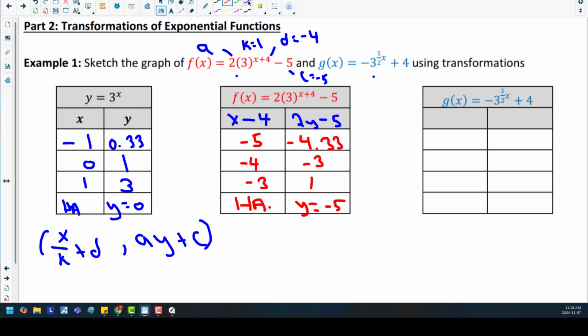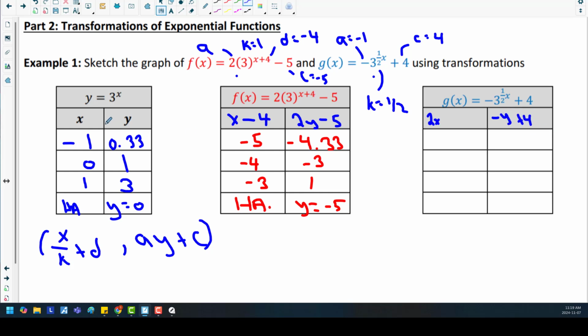And we're going to do the same thing now for this example here, g of x, except the transformation values are different. So in this case, my a value is -1. My k value is 1/2. There is no d value because there's no value that's being added or subtracted to x. And my c value is +4. So x over 1/2, or x divided by 1/2, is just going to be 2x plus d. And since we don't have a d value, it's just 2x. As for a, it's negative. That's going to be -y plus 4.